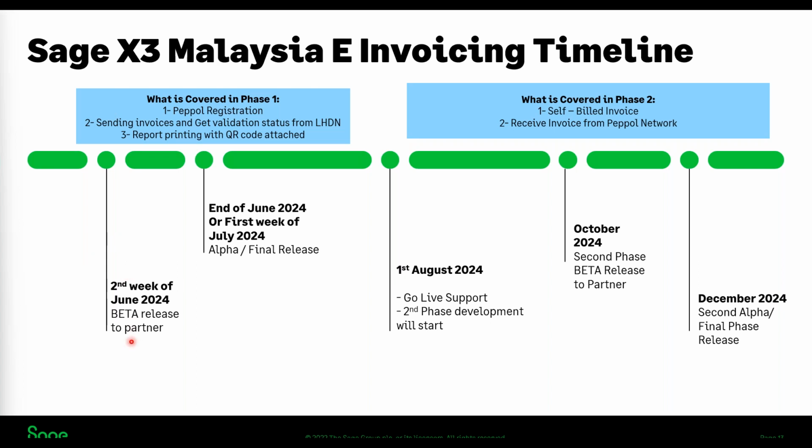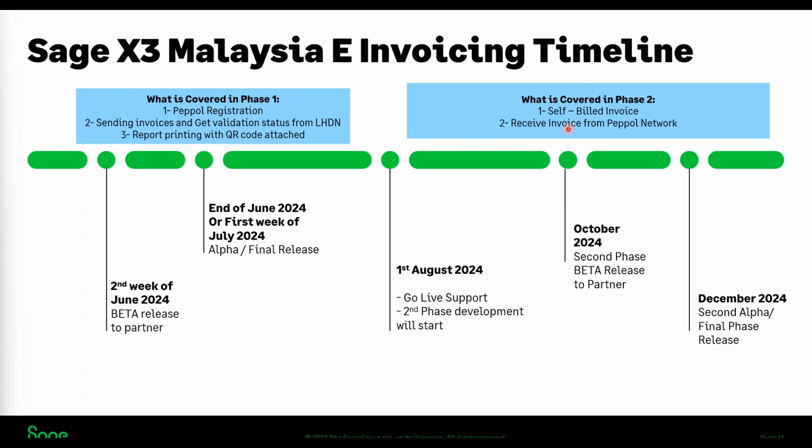Okay, so we are targeting to release a beta to our partners within this week. Okay, and on the end of June or first week of July, we target to release the alpha or final release for this phase 1 Malaysia e-invoice in Sage X3. Okay, so starting from 1st August 2024, it is mandatory for all taxpayers who have 100 million, especially for phase 1. Okay, we will run our go-live support for this phase 1. Okay, and we will also kick-start the second phase of development for this Malaysia e-invoice.